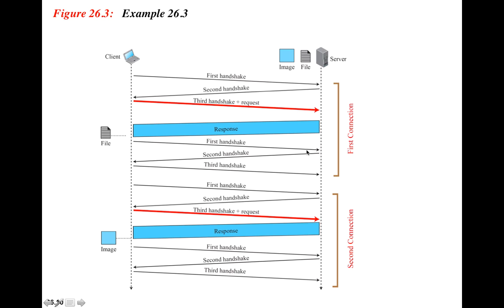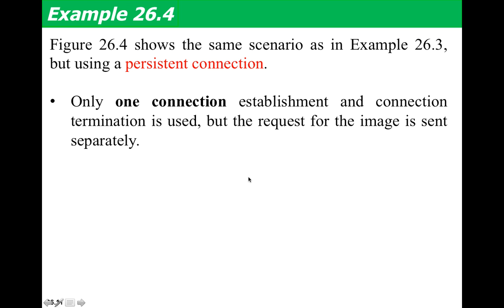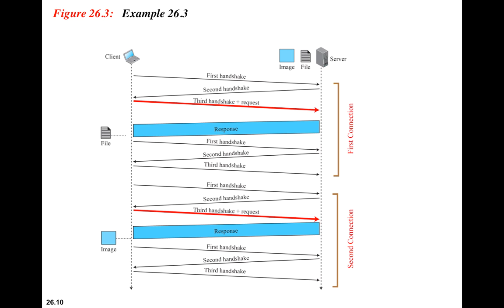So this is important to understand. In non-persistent, for every image or file or web page that we access, we will create a separate TCP connection. Even though these entities are on the same machine, it would still make a separate TCP connection. So this was the non-persistent connection.